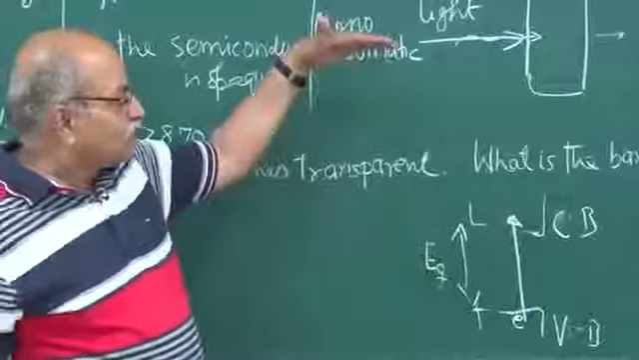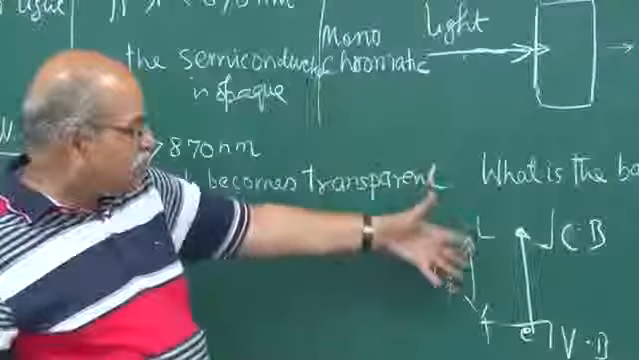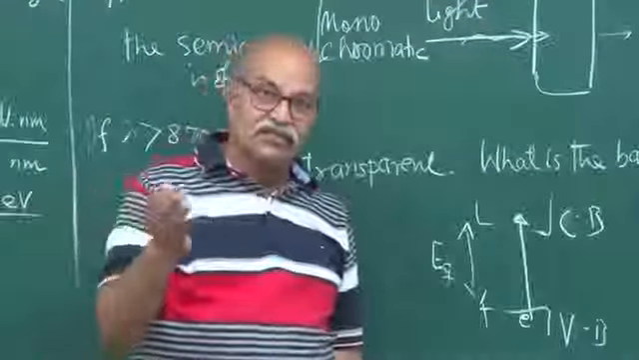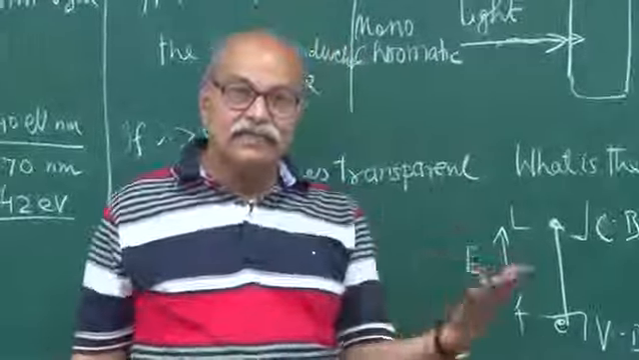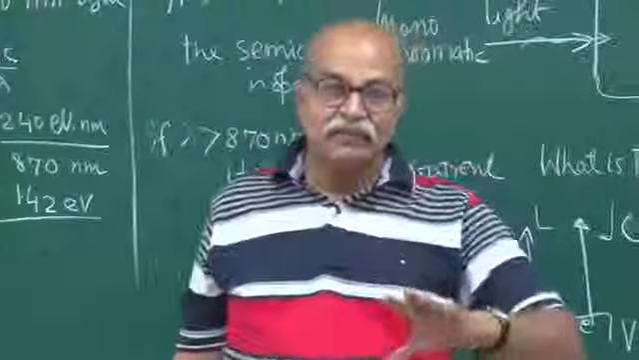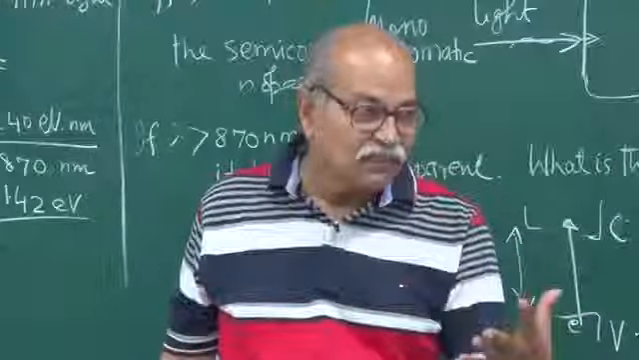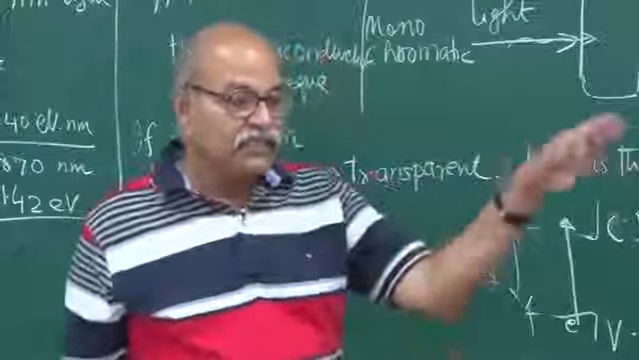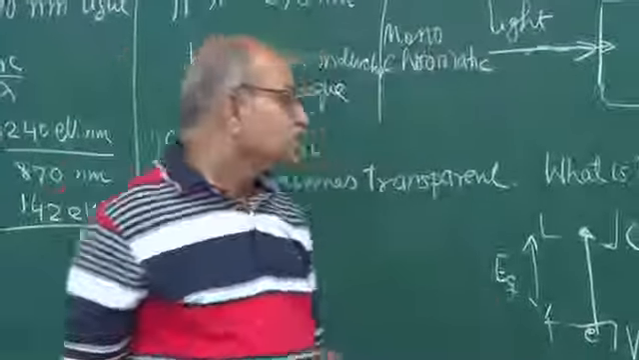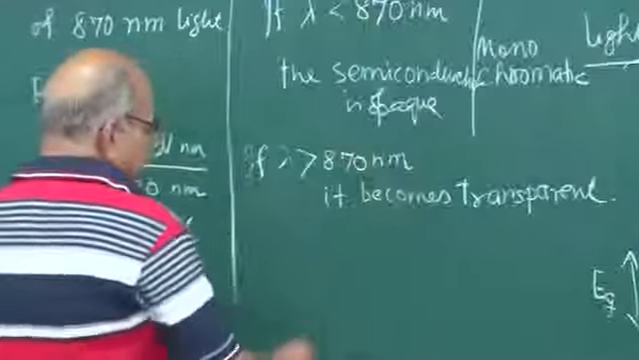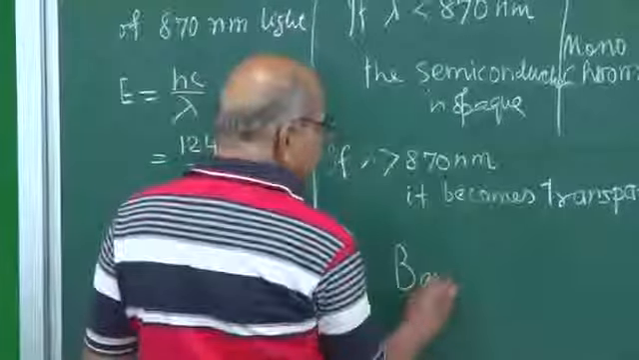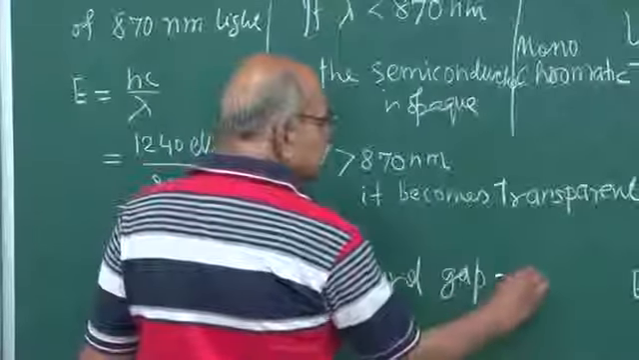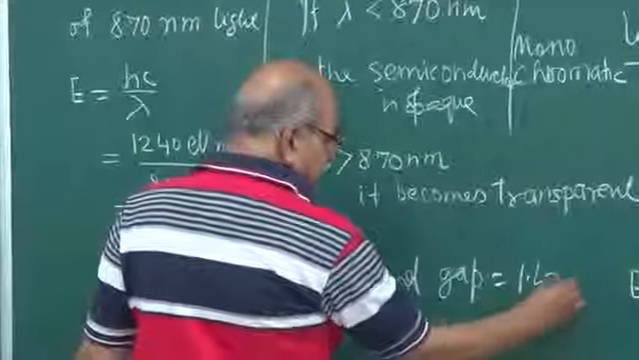So this is one way of getting an estimated band gap, that you send light on this semiconductor and see at what wavelength it becomes opaque to transparent or transparent to opaque, depending on whether you are increasing lambda or decreasing lambda. So that gives this. So our answer will be that band gap is 1.42 eV.